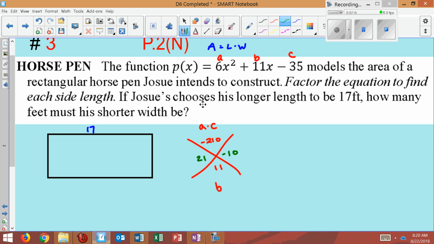So how do I factor from here? I take my a term, which is 6x squared, and I'm going to put the 6x in the first parenthesis, along with this number, plus 21. It's positive, so it gets a plus. And then I take 6x again and subtract 10. Now this is equal to p of x. So nothing's changed, I just changed how it looks. Now, truthfully, that's not equal to p of x yet, because 6x times 6x gives you 36x squared.